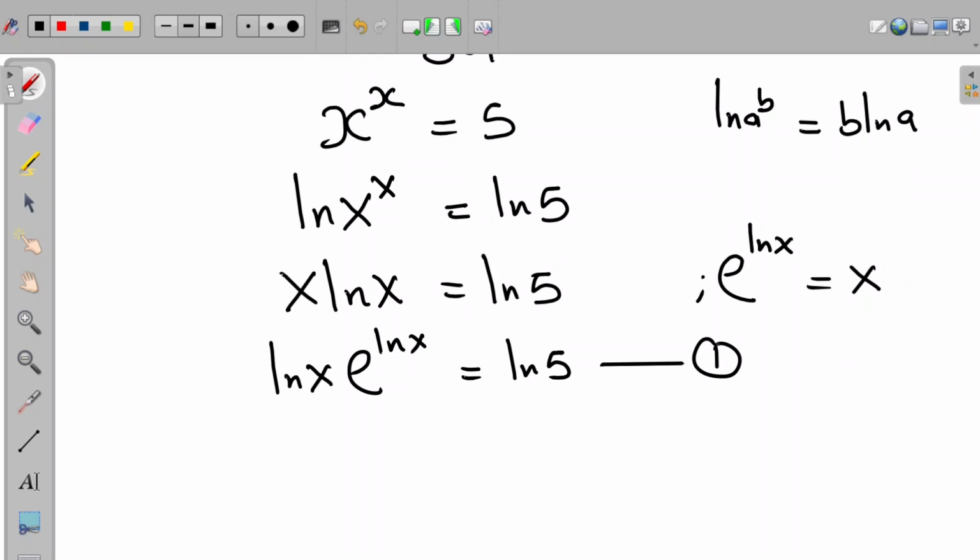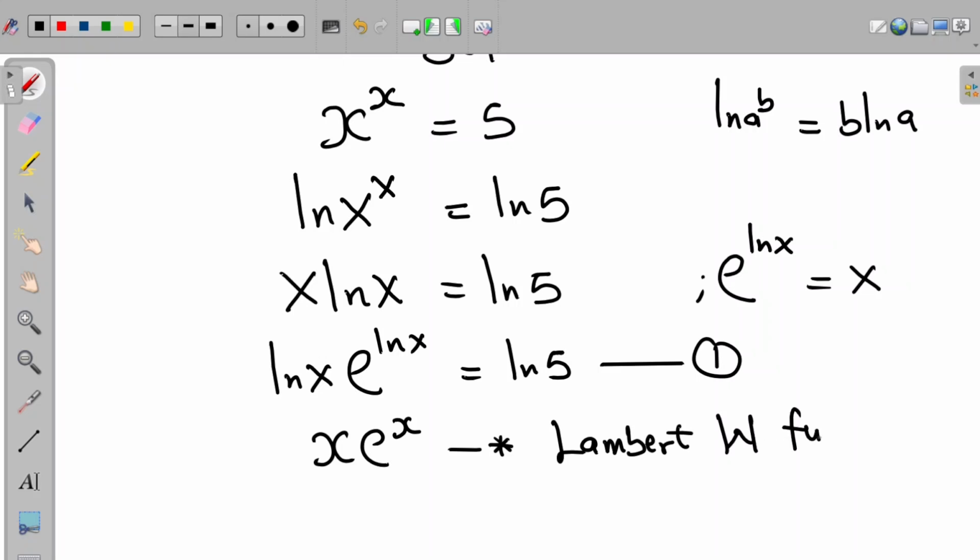Now, looking at equation 1, the left-hand side has the form x multiplied by e to the power of x. Now, at this point, we can apply the Lambert W function. So recall that if we apply the Lambert W function, we have that W of x e raised to the power of x is equal to x.